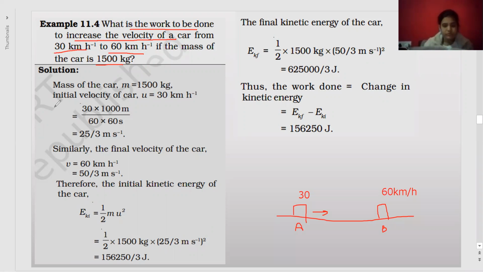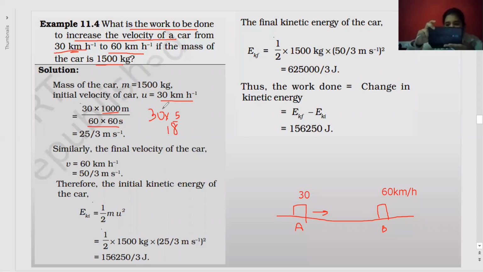First of all, we know the formula is half mv square. But are the units of velocity proper? It is kilometer per hour. Is it proper? No. So it should be converted into meter per second. So multiplying by 1000 to change kilometer into meter, and dividing by 60 into 60 to change hour into second. Instead of this, you can also do 30 into 5 upon 18. You have learned this in previous chapters, right? हम ऐसे भी कर सकते हैं.